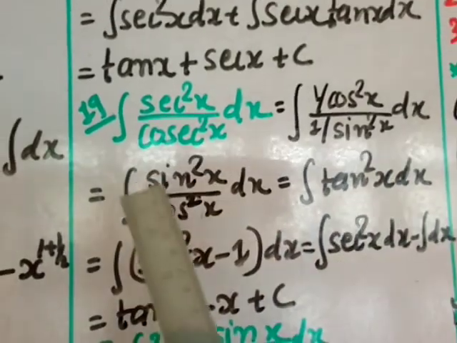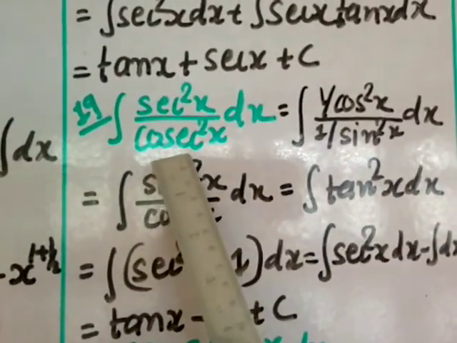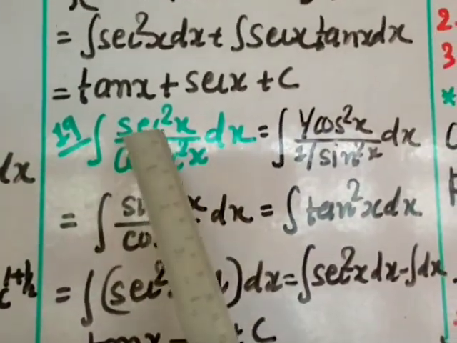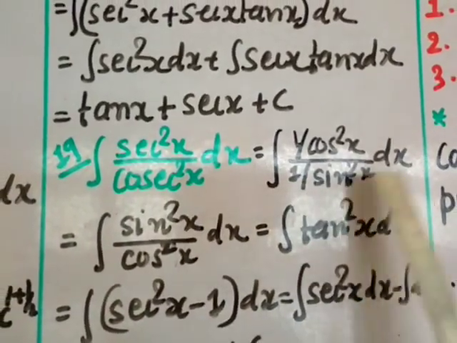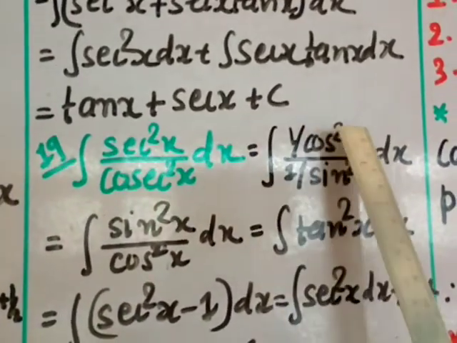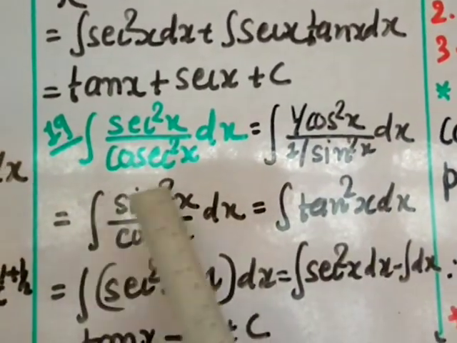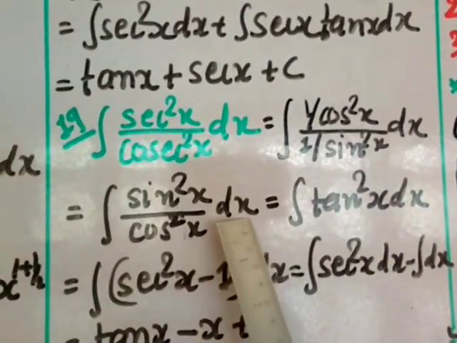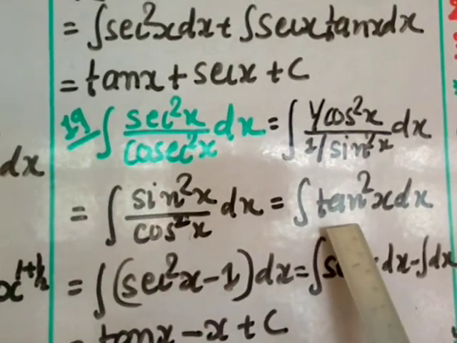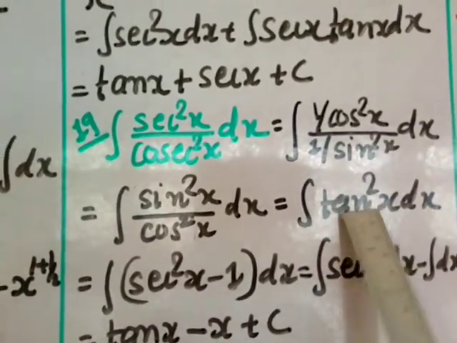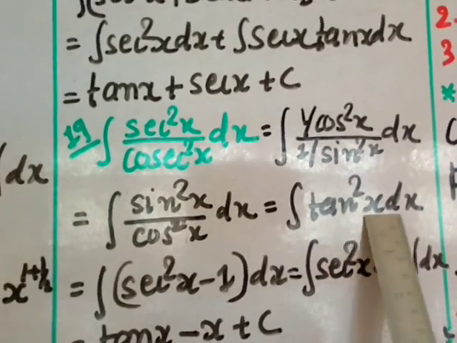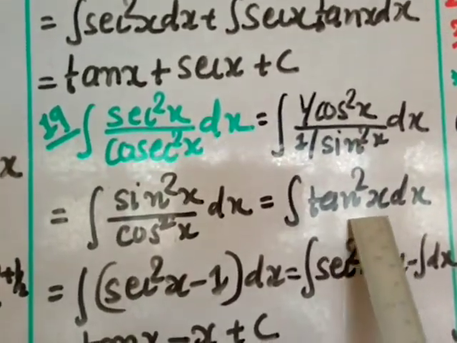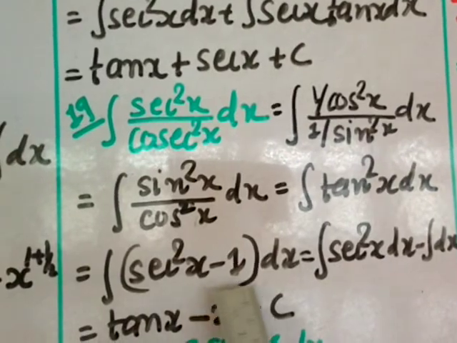Question number 19. Integral sec square x divided by cos square x dx. Sec square can be written as 1 by cos square x, and dividing by cos square x is multiplying by 1 by sin square x dx. This sin square take up, this cos square come down. So you get integral sin square x divided by cos square x dx. Sin square by cos square can be written as tan square x dx. Now tan square integral is not there, but we have got integral of sec square x. So I will use the trigonometric identity and I will write this as sec square x minus 1.